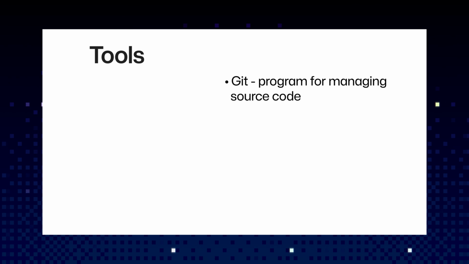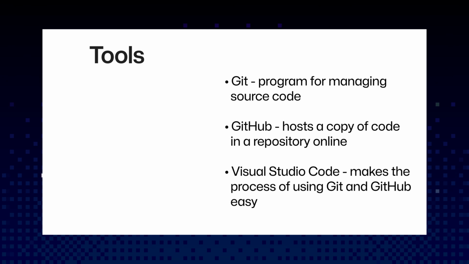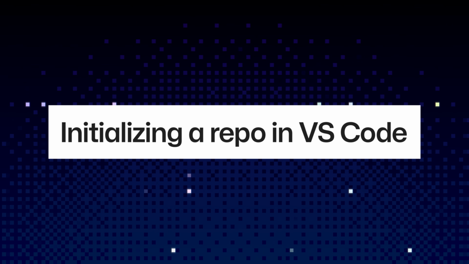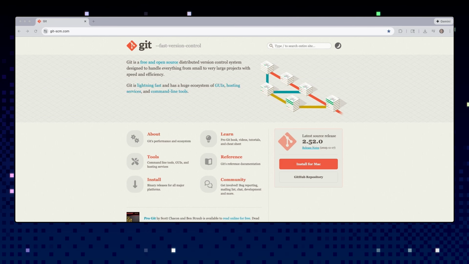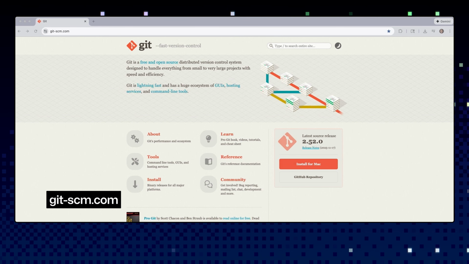Thanks, Kadesha. Source control, version control, backing up, whatever you call it, it's all about keeping track of code and files over time. Git is a program for managing source code, while GitHub hosts a copy of that code in a repository online. Visual Studio Code makes the process of using Git and GitHub easy, and in this demonstration, I'm going to be showing you how. Before we get started, this video assumes you already have Git installed, which you can download from this site.